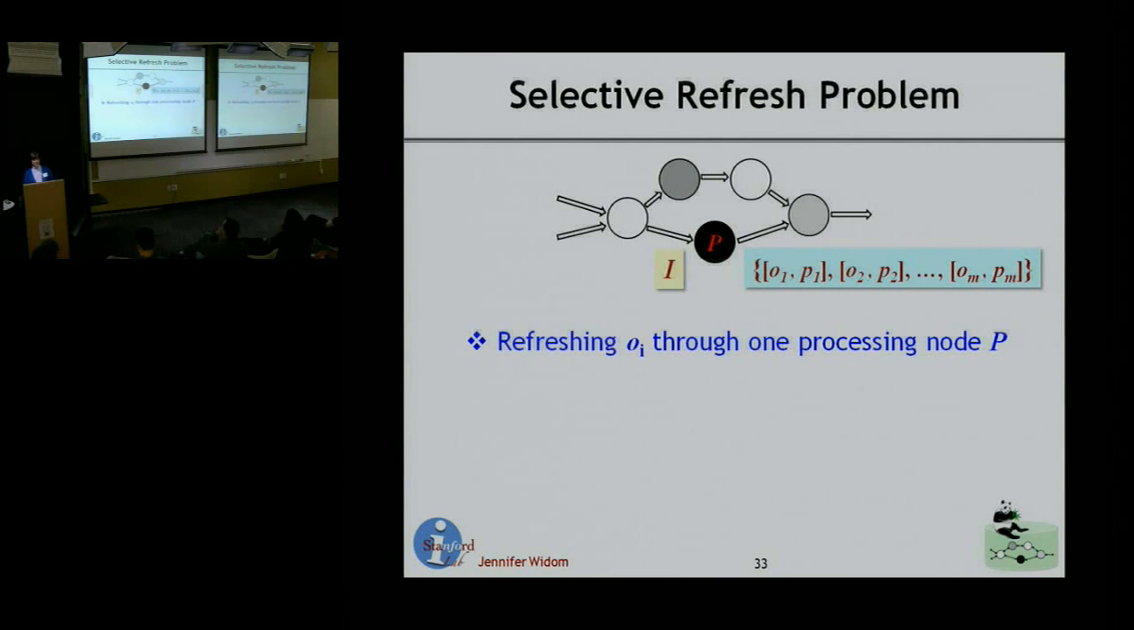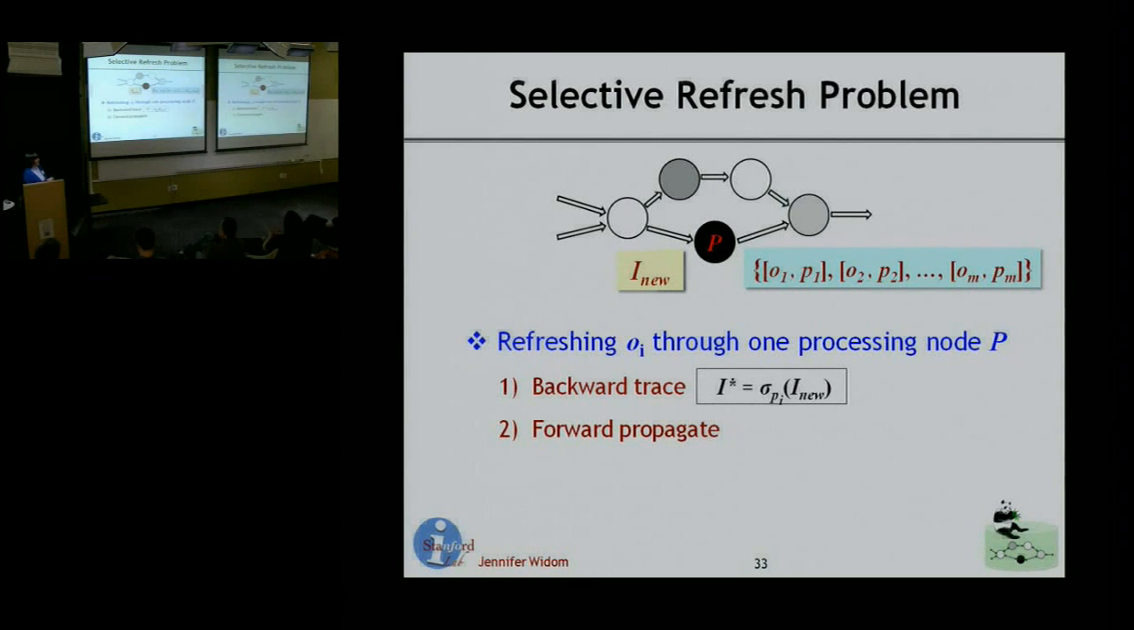and we say, I want to find out whether the value of O4 has changed. Okay? So we've got a new input. I want to see if the value has changed. I'm going to backward trace by applying my predicate associated with my output element, which is Pi, to the new input. Okay? That's what I'm going to do. And then I'm going to propagate that new input. So that's going to give me I star, some subset of the input.